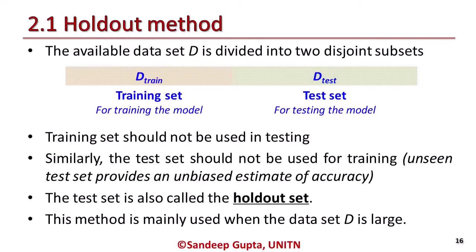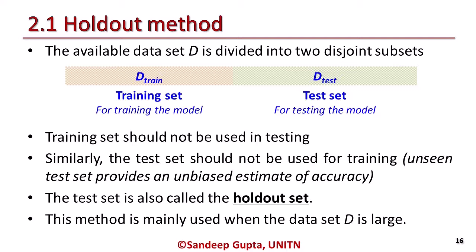The first method is using a holdout set. This is the simplest kind of cross-validation. In this, the available data set is divided into two disjoint subsets, namely a training set and a testing set. You can split the dataset in any ratio. The preferred ratios are 60:40 or 80:20. However, you must ensure that both datasets are mutually exclusive. That is, the training set should not be used in testing. Similarly, the test set should not be used for training the model. The test set is also called the holdout set.